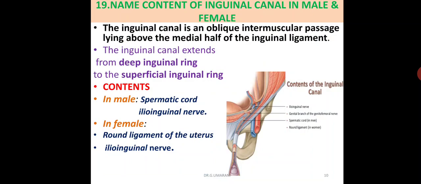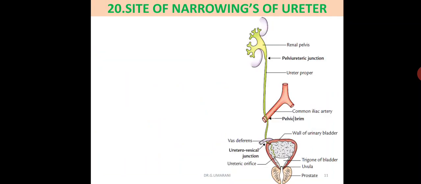Contents of the inguinal canal in male and female. So what is the inguinal canal? It is an oblique intermuscular passage lying above the medial half of the inguinal ligament. This inguinal canal extends from the deep inguinal ring to the superficial inguinal ring. The contents differ in male and female. In male, spermatic cord and ilioinguinal nerve. In female, round ligament of uterus and ilioinguinal nerve.